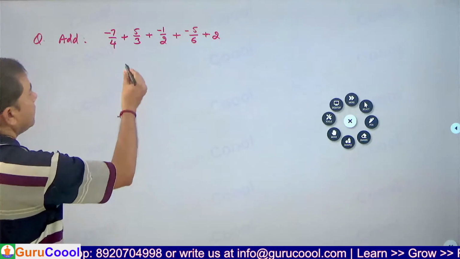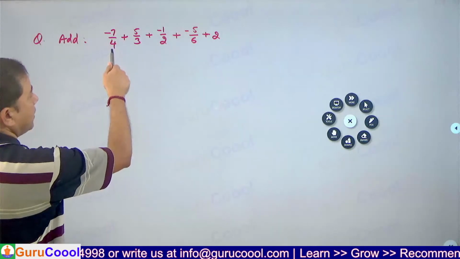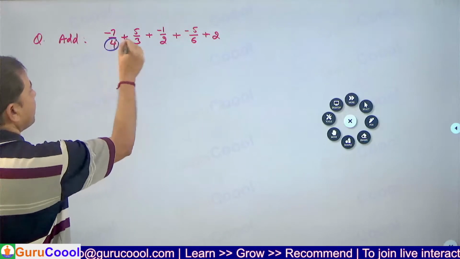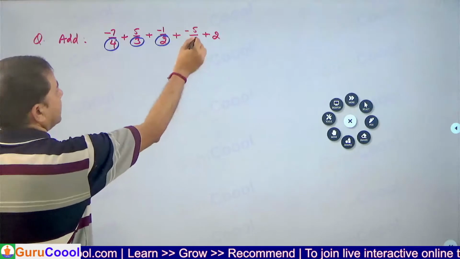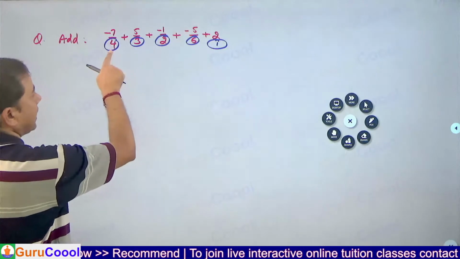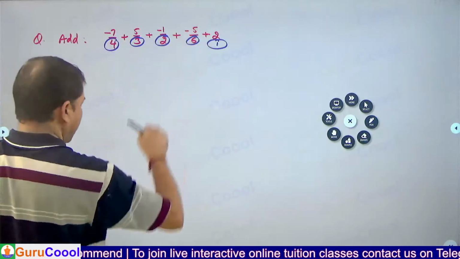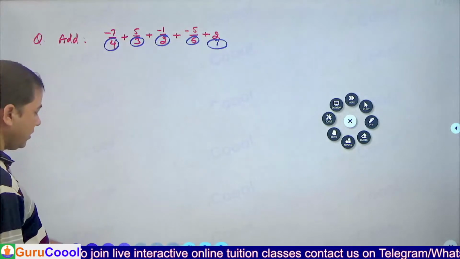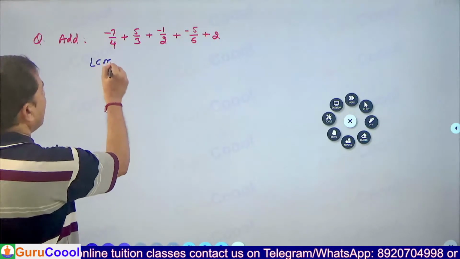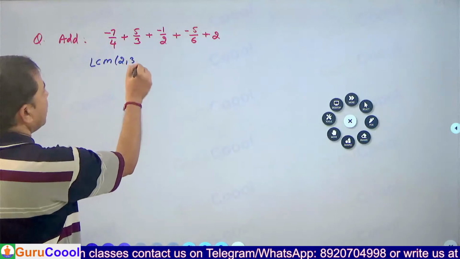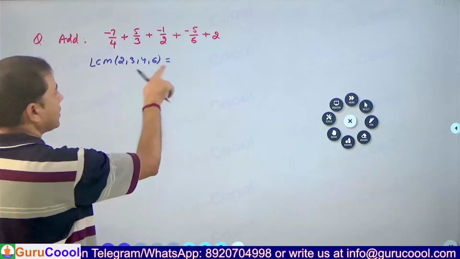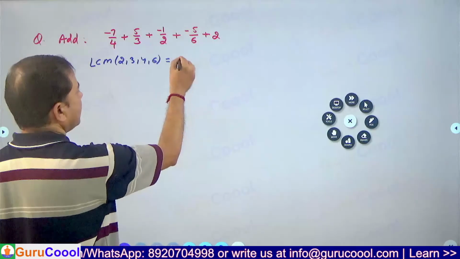Okay, see. As I told, you have to make the denominators same. And what should that be? It is here 1 hidden. So you will take the LCM of 4, 3, 2, 6 and 1. What's the LCM of these all? 12, sir. LCM of 2, 3, 4, 6. 1 is not necessary to write here. What's the LCM? 12.